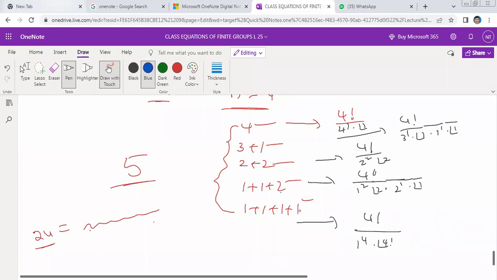So what is the value of this? Please help. 4 factorial by 4 factorial is equal to 1. Now what about this one? 24 by 1 squared into 2 factorial. This is 2 factorial, this is 4, so 6. Please help me with this one: tell me the value of 24 by 2 squared, which is 2 squared equals 4, so 24 by 4 is 6, times 8.